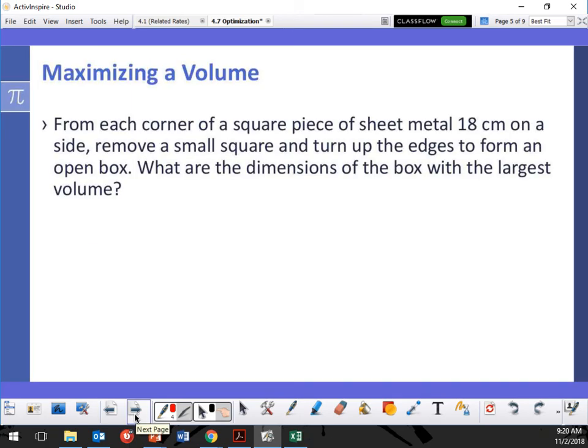So from each corner of a square piece of sheet metal, 18 centimeters on a side, remove a small square, turn up the edges to form an open box. What are the dimensions of the box with the largest volume? So, let's do a box. That's my best example of a box.